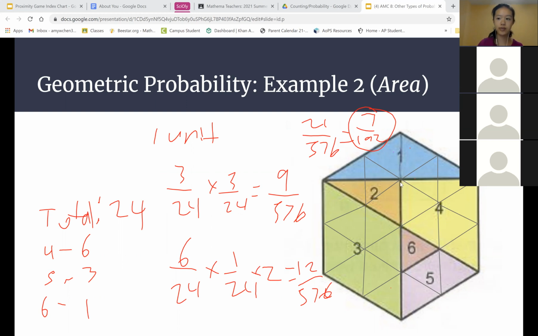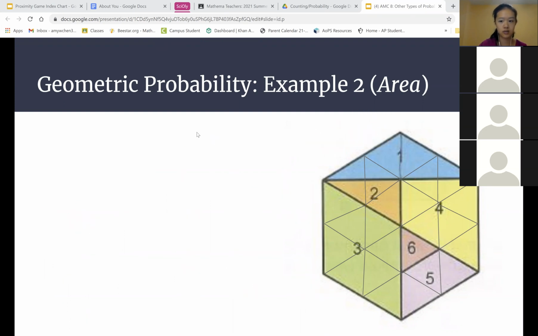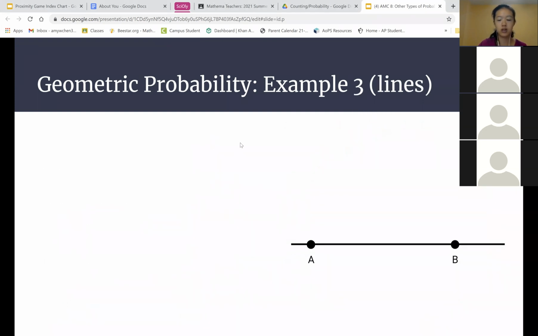Okay, is that clear for everyone? Okay. All right, just one more example. I like these types of examples. Just read the question carefully and think about it.